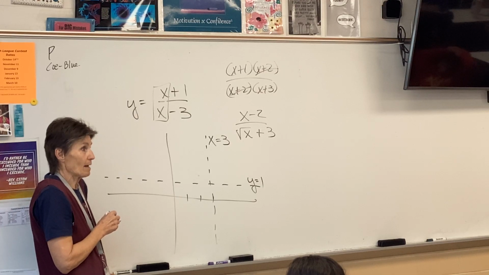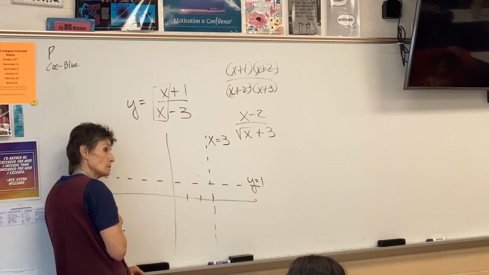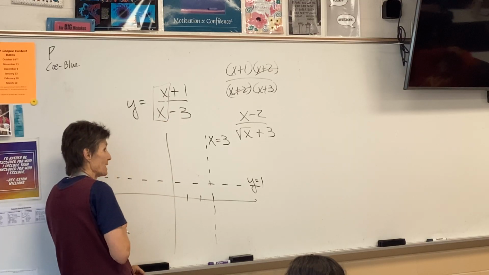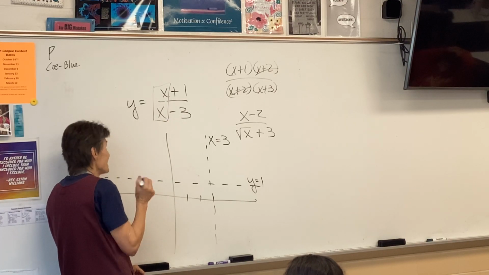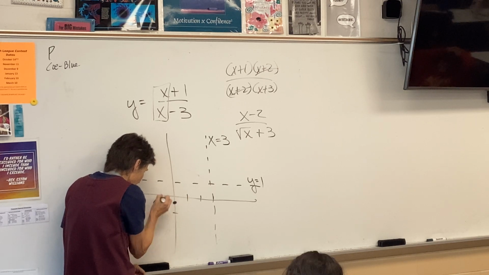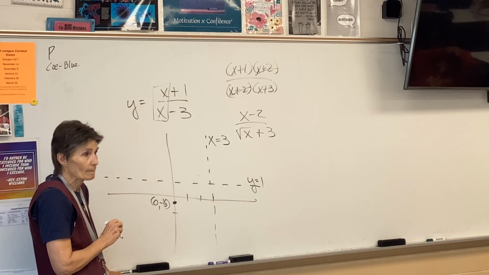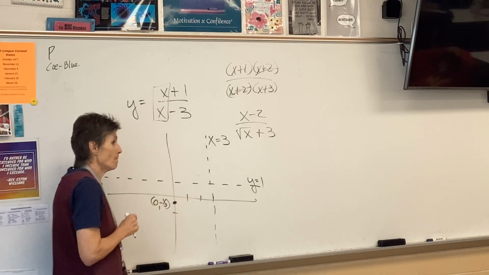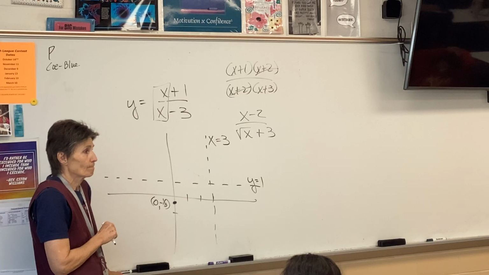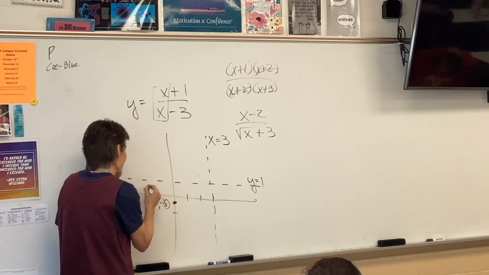How do I find intercepts? Well, if I plug in 0, what do I get? If I let x be 0, what do I get? I get negative 1/3. So I'm going to plot that point right here. 0, comma, negative 1/3. That is called my y-intercept. What number will make the numerator 0? The numerator. Negative 1. That is my x-intercept.